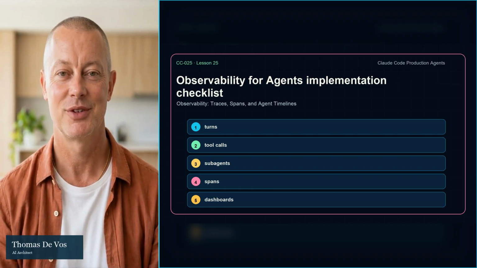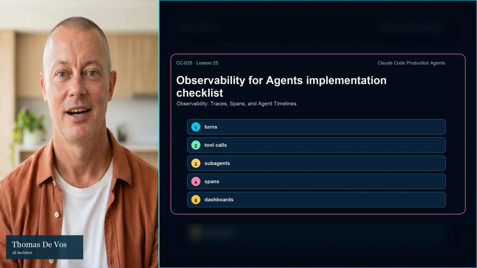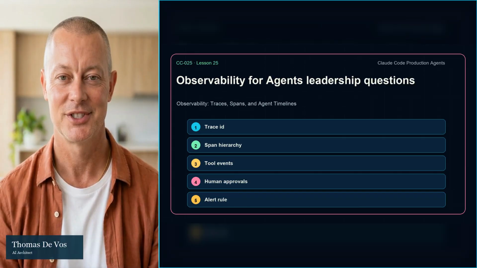Block release when these risks appear: unlinked logs, missing spans, alert noise, no KPI, unexplained incidents. A blocked release is useful information. It tells the team where the system needs stronger evidence, better calibration, narrower scope, or clearer ownership before it reaches production users. Before a leader approves wider rollout, answer 3 questions in plain language.